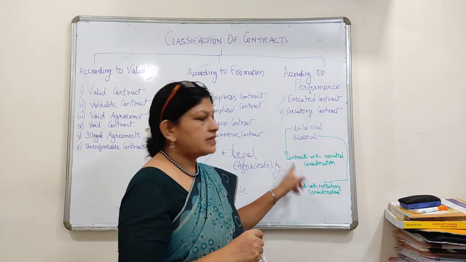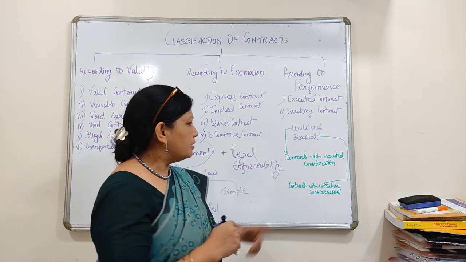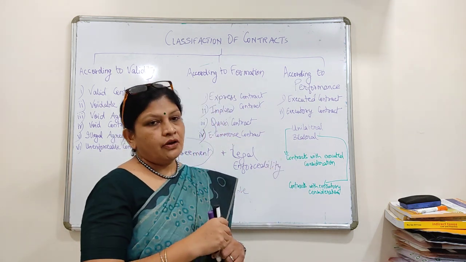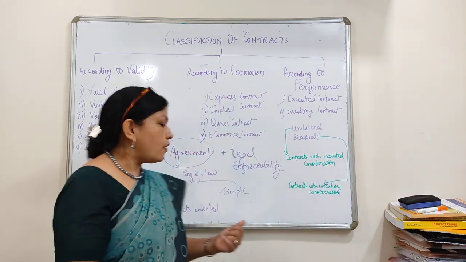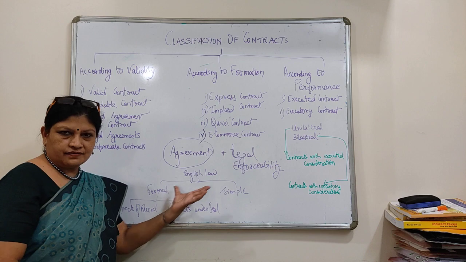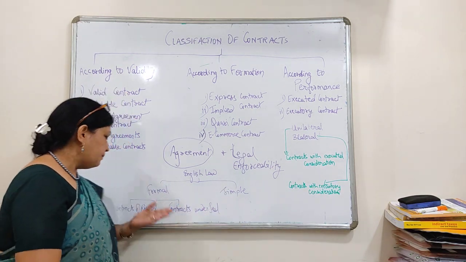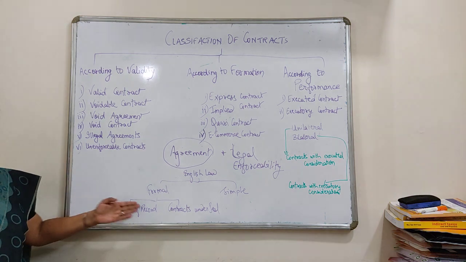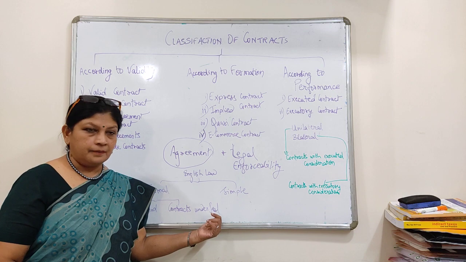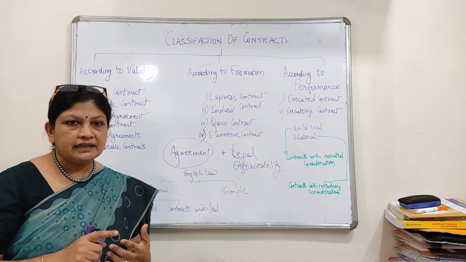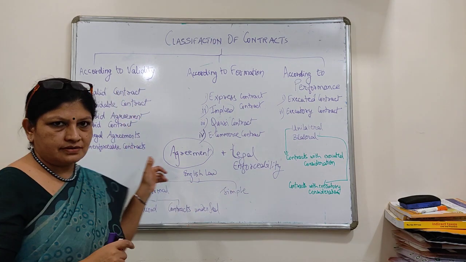Unilateral contract is also known as contracts with executed consideration and bilateral contracts are known as contracts with executory consideration. In the English law, the classification is very simple. They are formal contracts, there are simple contracts. Formal contracts are contracts of record, and the second type is contracts under seal. But as per the Indian Contract Act, you have to understand these classifications.